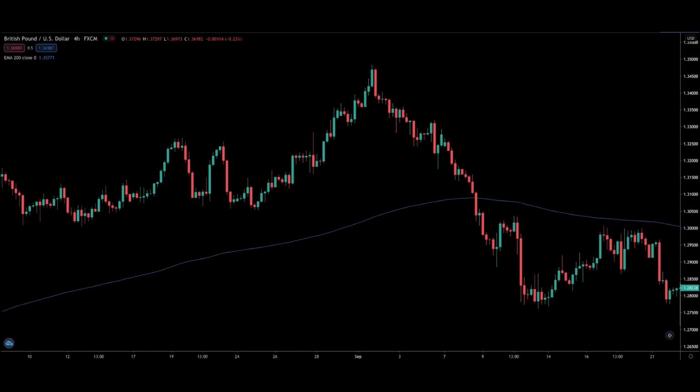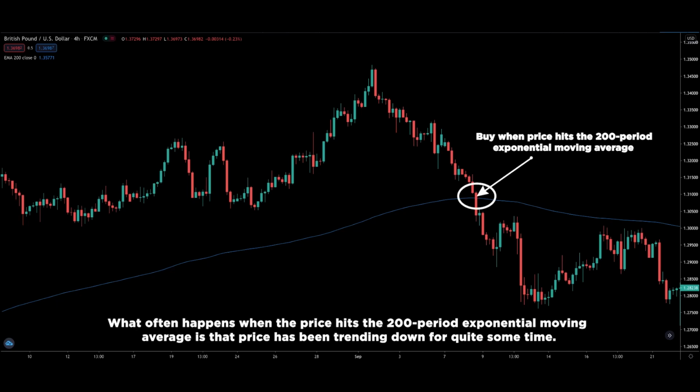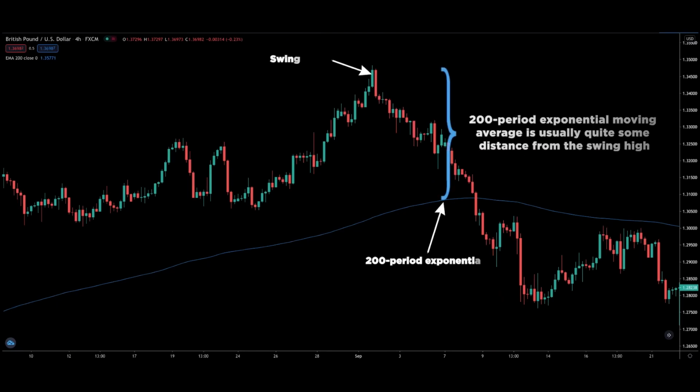Many rookie traders make the mistake of buying at the 200-period exponential moving average when the market trend is down. They have no concept of market structure and trend. So what often happens when the price hits the 200-period exponential moving average is that price has been trending down for quite some time. Because after all, the 200-period exponential moving average is usually quite some distance from the swing high or swing low.